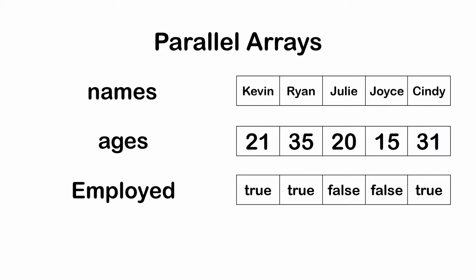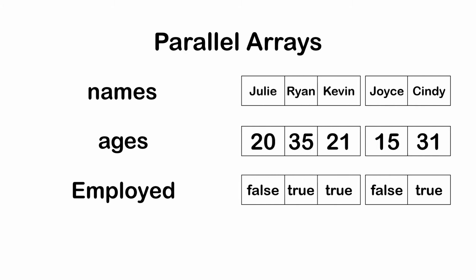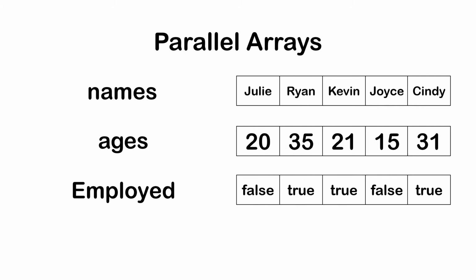For instance, if we want to swap Kevin and Julie, we are going to have to swap all the values between index 0 and index 2, since Kevin is at index 0 and Julie is at index 2. I will then also have to swap the values of ages at index 0 and 2, as well as employed. This means that the ages 21 and 20 must swap, and the values true and false must swap, like so. This makes sure that our parallel arrays can stay consistent and that Julie's and Kevin's values still line up with the appropriate ages and employment status.